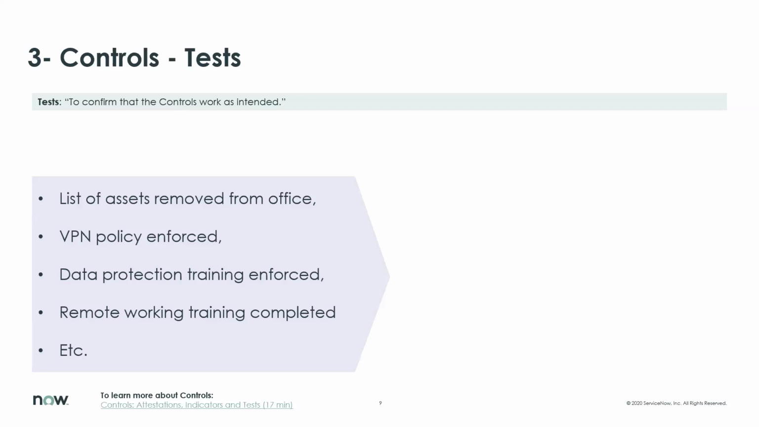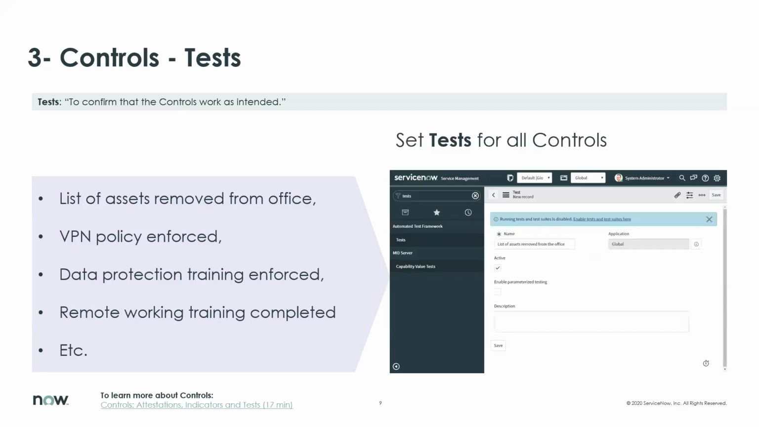And these control tests can say, let's make sure we get our assets back, and let's make sure that the VPN access was there and that everyone completed their training in a timely manner. And these tests are going to be used to ensure that we did all the right things along the way.